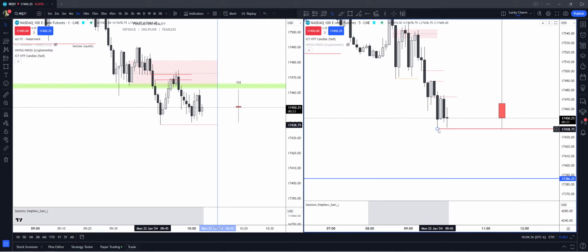Dollar index is still doing nothing this week so far. Of course, right?